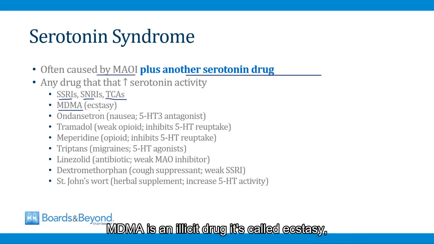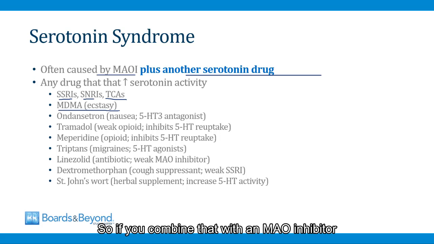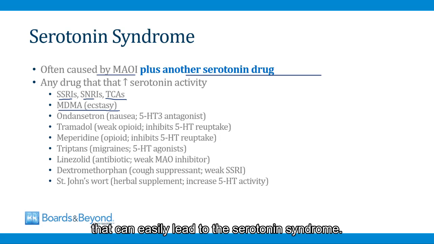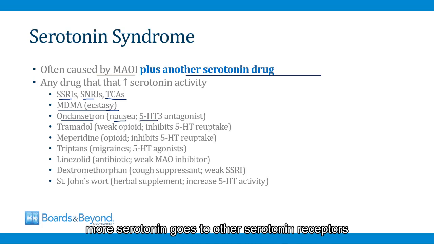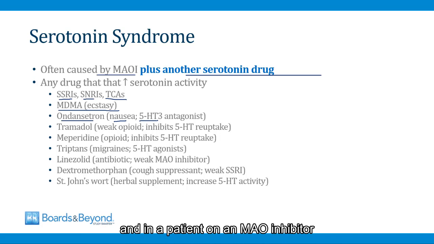MDMA is an illicit drug. It's called ecstasy, and it works by boosting serotonin levels. So if you combine that with an MAO inhibitor, that can easily lead to the serotonin syndrome. Ondansetron is a drug for nausea. It blocks serotonin 5-HT3 receptors, and when you block those receptors, more serotonin goes to other serotonin receptors, and in a patient on an MAO inhibitor, that can lead to the serotonin syndrome.